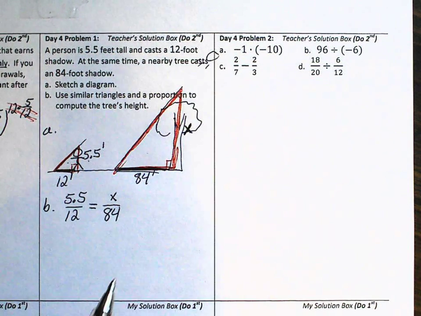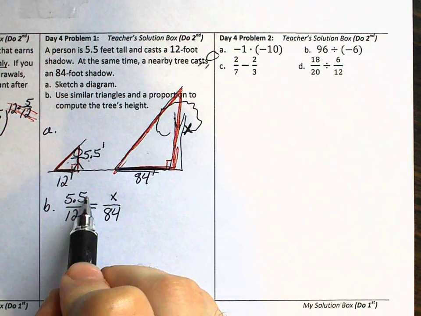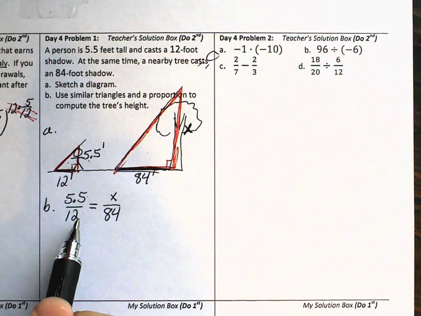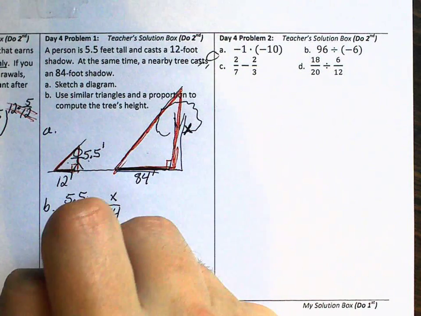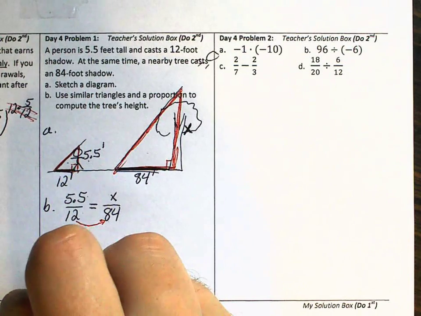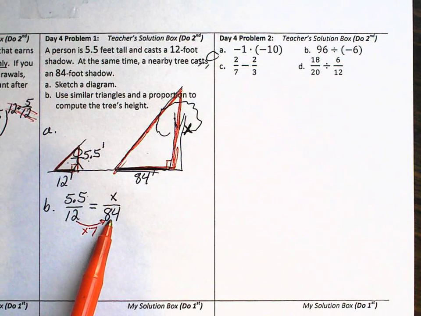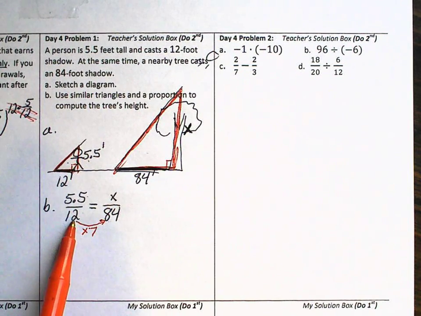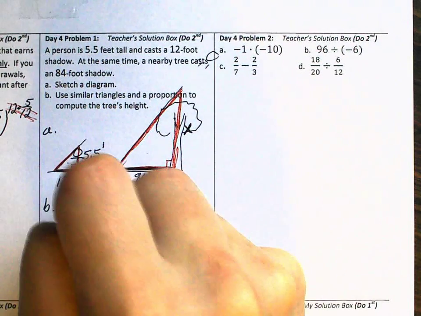Now to solve this equation, there's a variety of ways, but one thing to always try on a proportion is to look for patterns. Sometimes there's patterns that you can notice between this number to this number, or a pattern from this number to this number. And this time, that's where I noticed the pattern. In the denominators, from 12 to 84, 12 times 7 is 84. What this means is the tree's shadow is 7 times longer than the person's shadow. We can use that pattern to find the height of the tree.